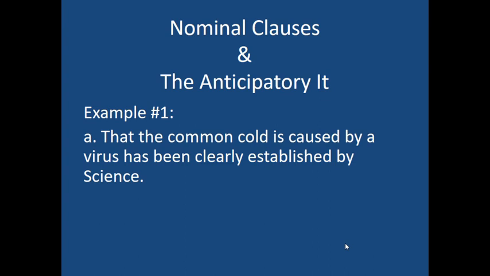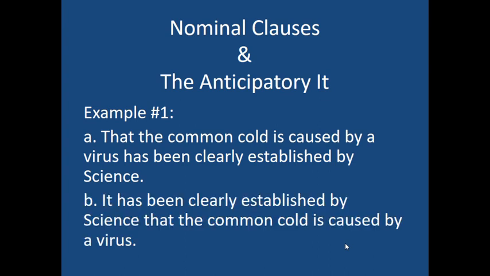The A sentence says that the common cold is caused by a virus has been clearly established by science. And the second sentence, it has been clearly established by science that the common cold is caused by a virus. Well, they're both very similar sentences. They're kind of stating the same thing, but there's a different focus.